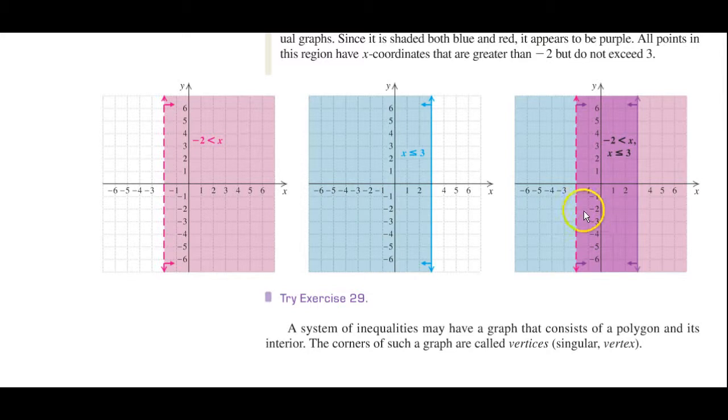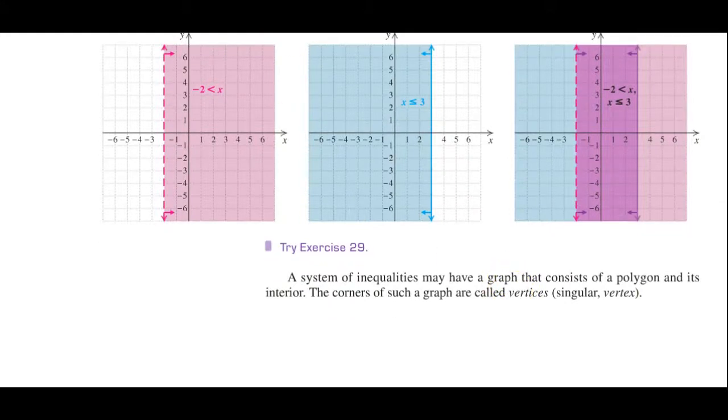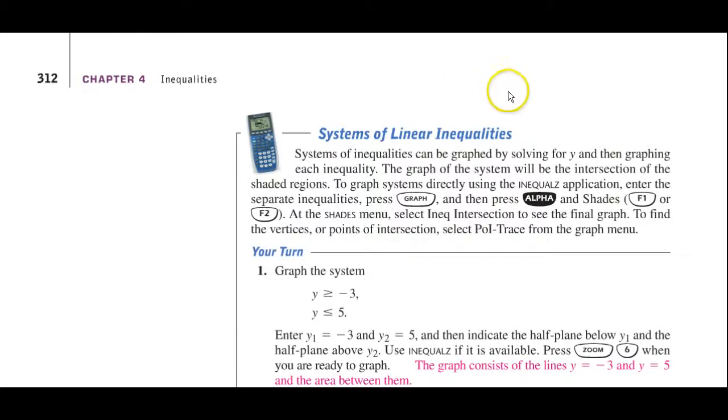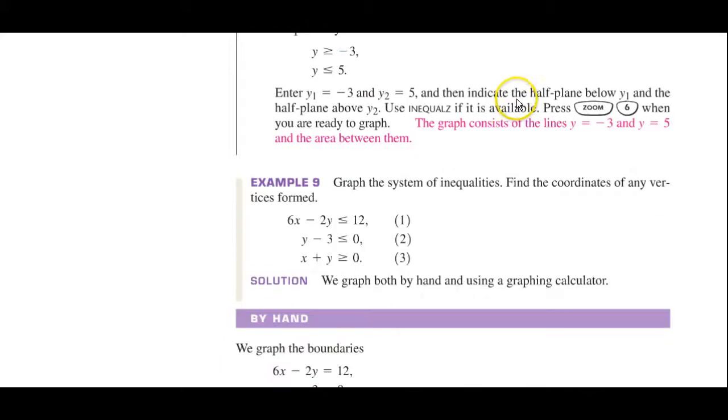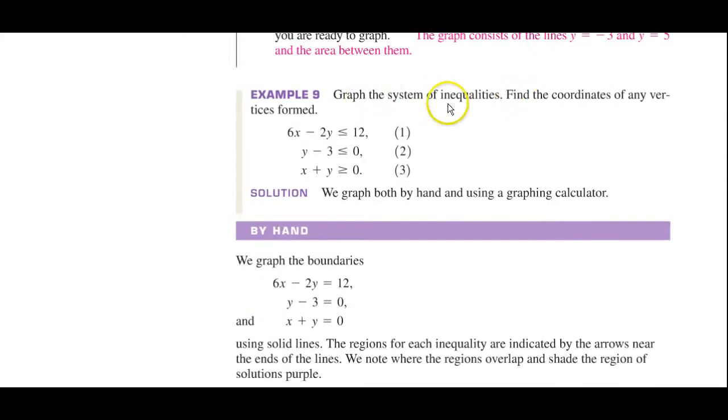Okay? Now, an interesting thing happens too. They're saying a system of inequalities may have graphs that consist of a polygon and its interior. The corners of such a graph are called vertices, that's the plural, and a singular point would be a vertex. We did a little bit of this in an earlier section, and let's see how much of it they want us to do. Graph the systems of inequalities. Find the coordinates of any vertices formed.